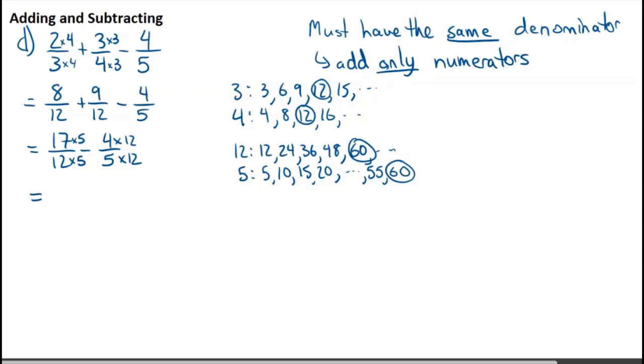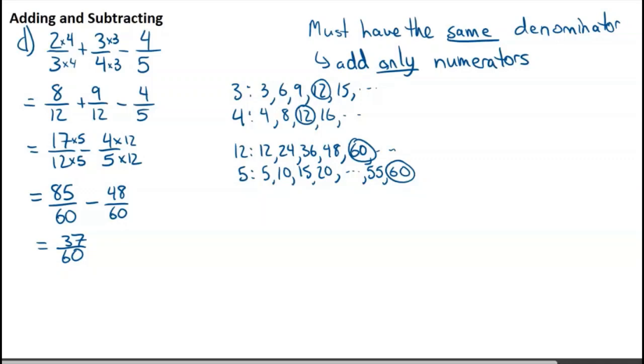So 17 times 5, well, it's 5 times 10 plus 5 times 7, so it's 85 over 60, minus 4 times 12 is 48 over 60, which gives me a grand total of 37 over 60. And we can't simplify that anymore because 37 is a prime number.